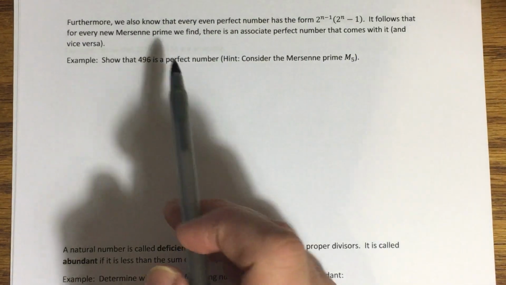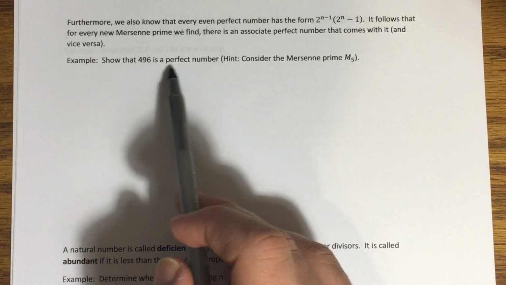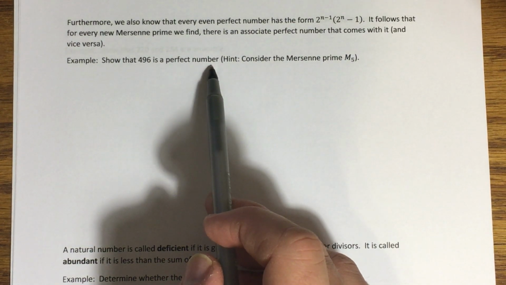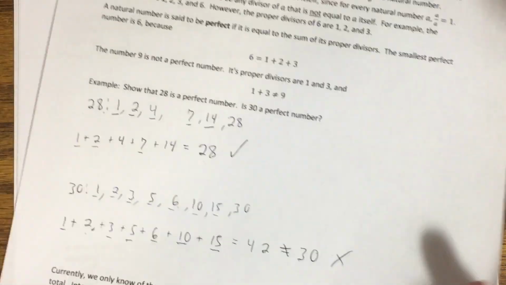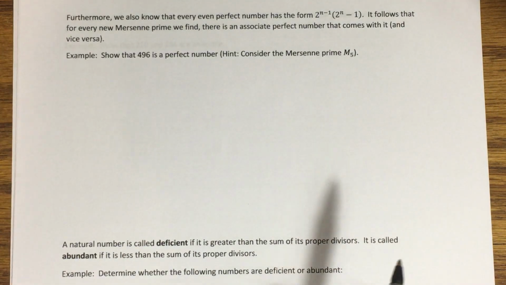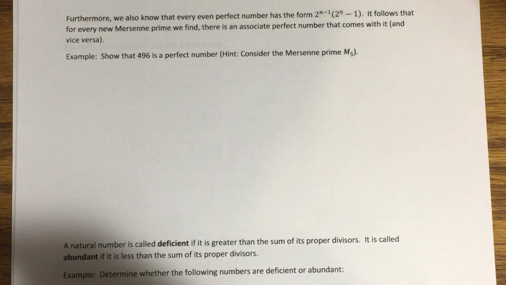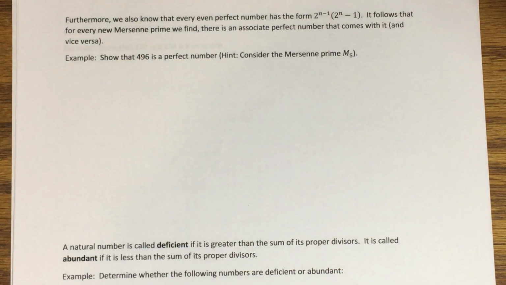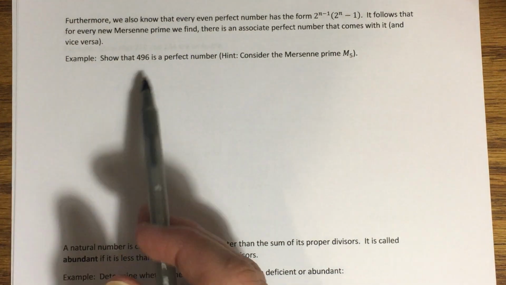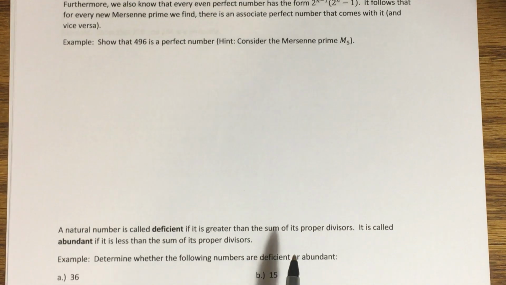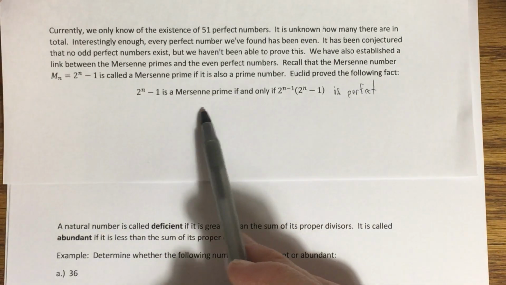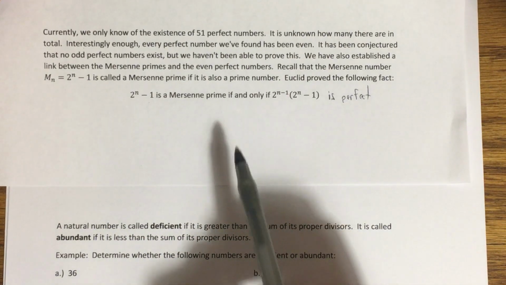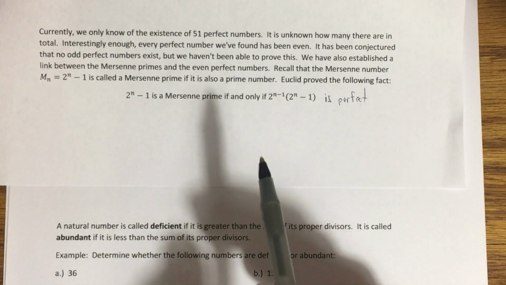I would like to show that 496 is a perfect number. Now, there's a hint here: consider the Mersenne prime. I could do this directly using what we did over here. I could find all of the factors of 496, add up the proper divisors, and then show that that's equal to 496. That wouldn't be the worst thing in the world, but 496 is a larger number than I worked with in those previous examples, and so finding all of the factors would take a little more time. But this result gives me an alternative way of checking that 496 is a perfect number.